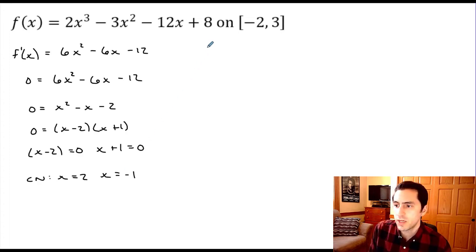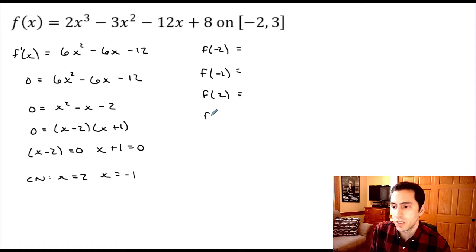So we're going to want to test f of -2 for the endpoint. We'll want to test in the middle: we have f of -1 and f of 2, those were our two critical numbers. And we'll also want to test our last endpoint, f of 3.